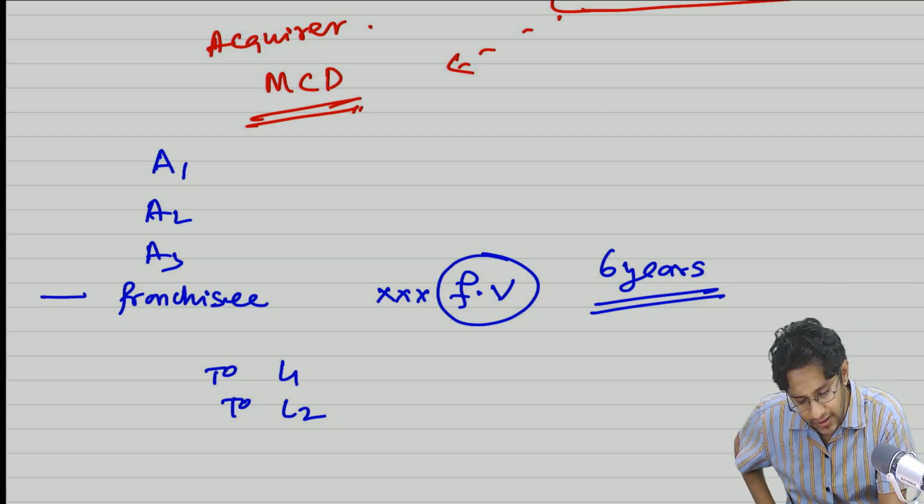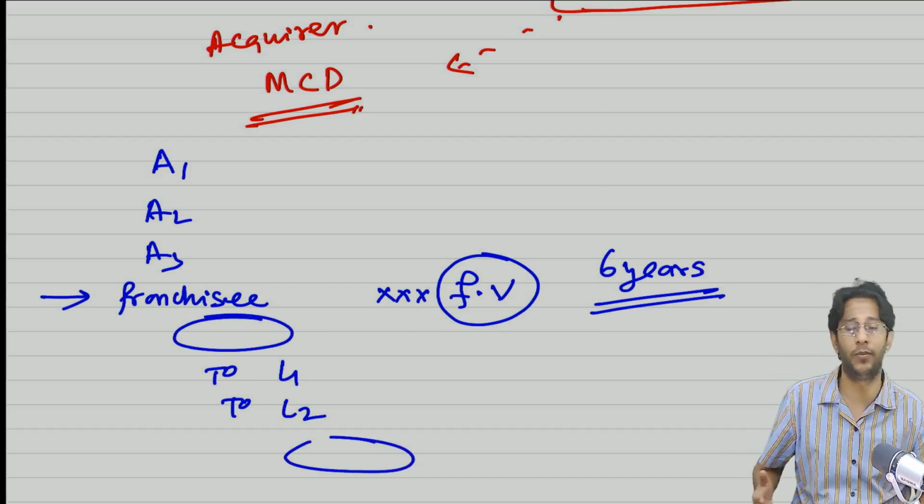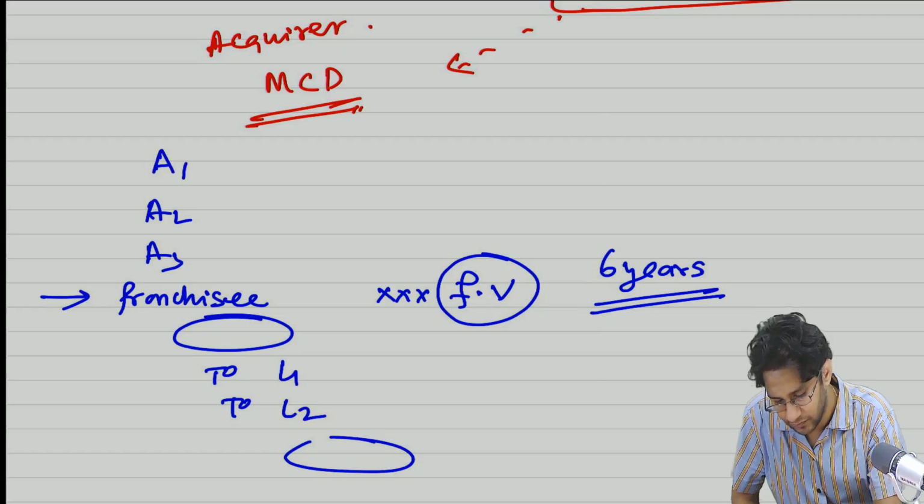So after recognizing this franchisee as an intangible asset, you will try to see whether you are having a goodwill or a bargain purchase. So that is one exception.